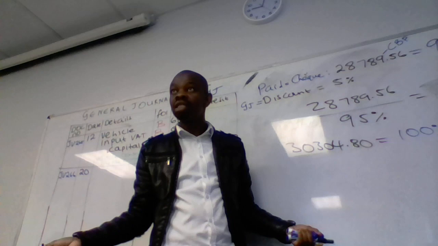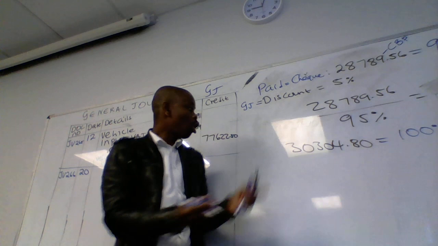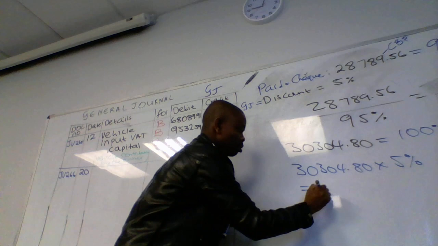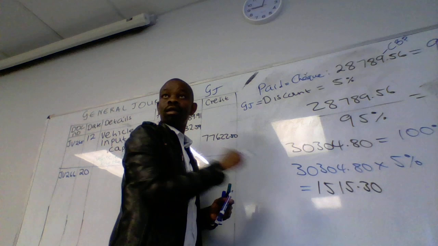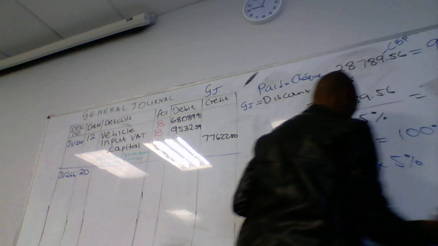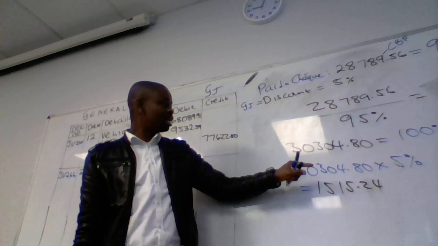It's easy now. I can find the discount. Just minus. You can take this and minus, or you can say times 5%. How much do you get? 1,515.24. So it doesn't matter, guys. It's either you take this one and minus that, or you just say 5%. You must get the same.